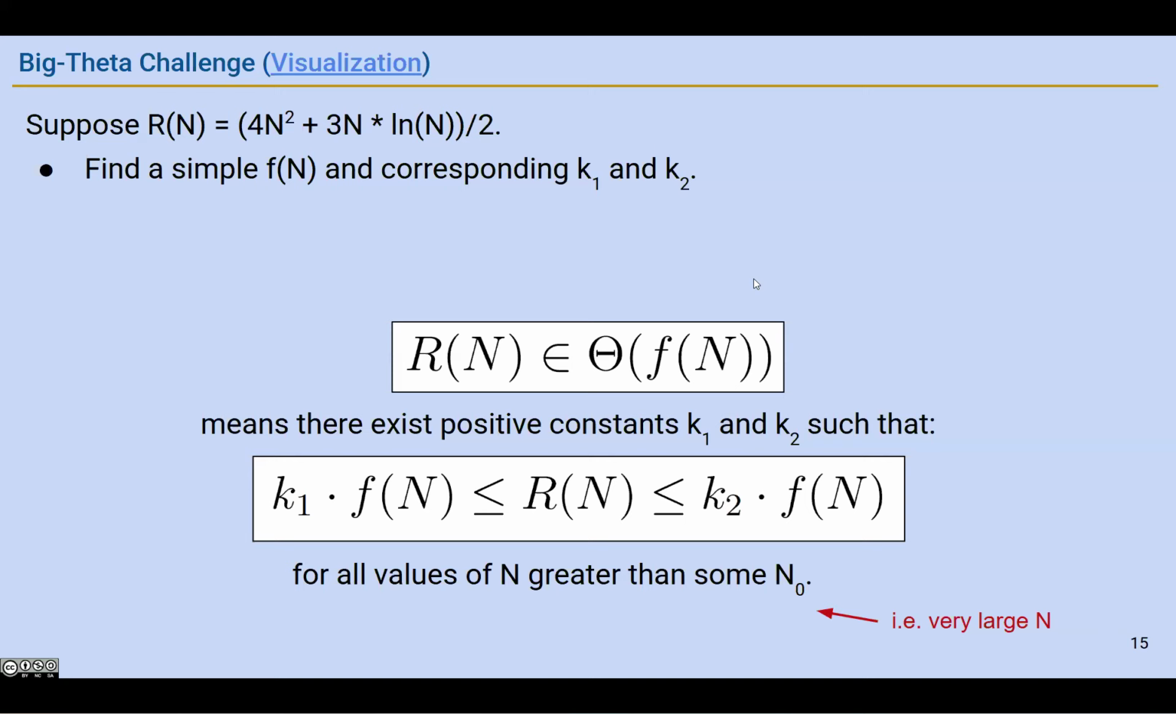Let's find values of k1, k2, such that this is true. Such that n squared times k1 is always less than this, and n squared times k2 is always greater than this, with the possible exception of small values of n. Let's give a minute for that to discuss.